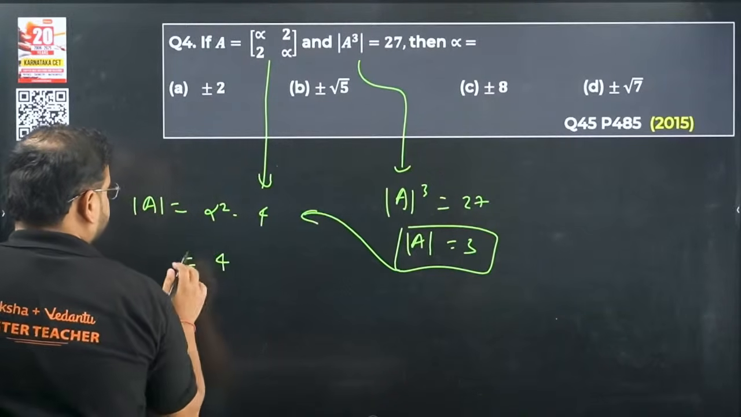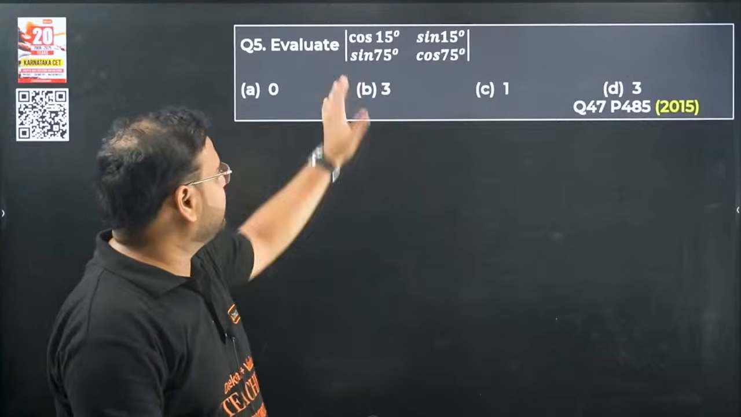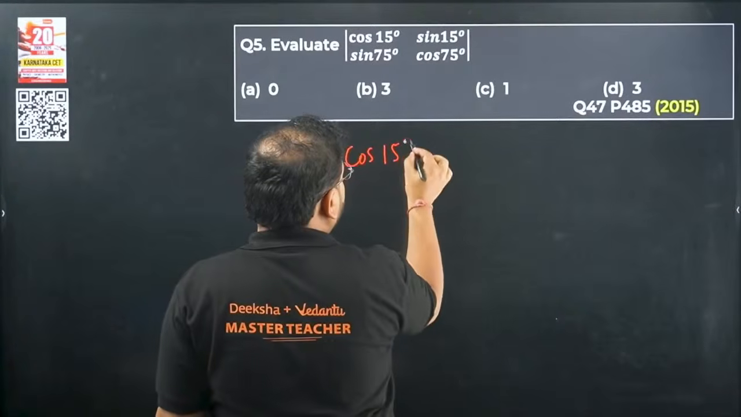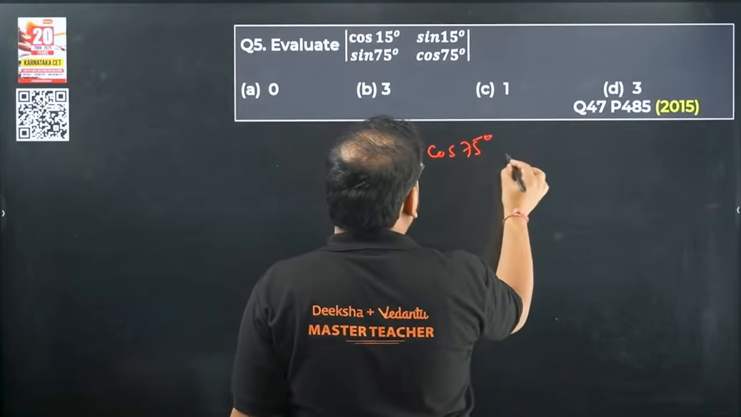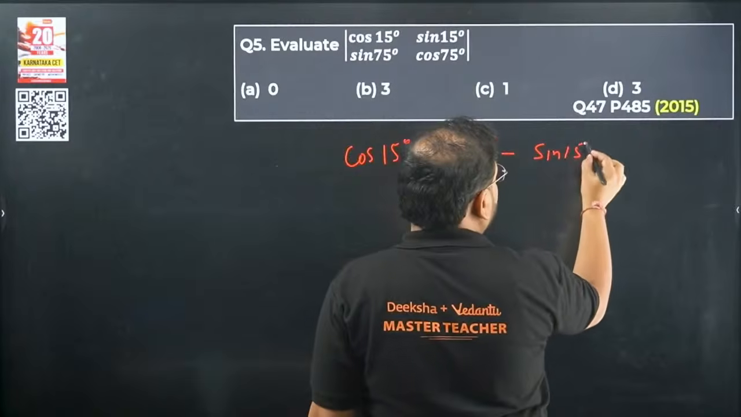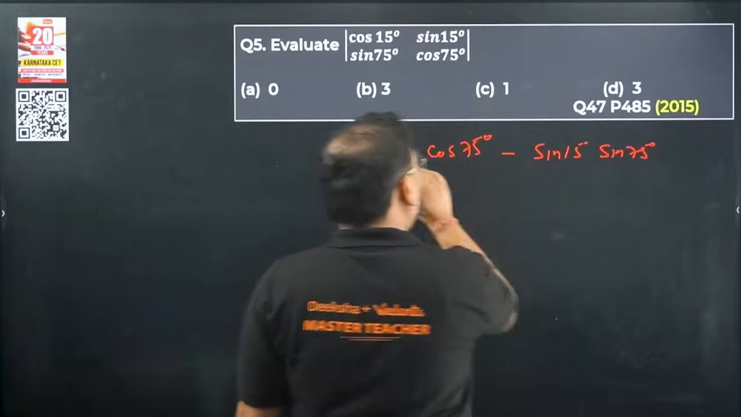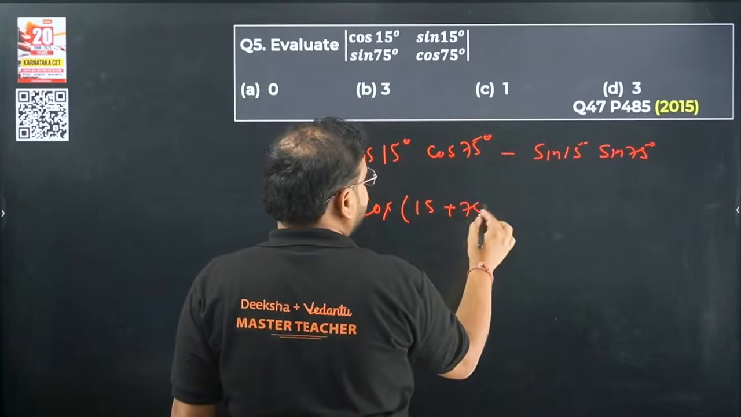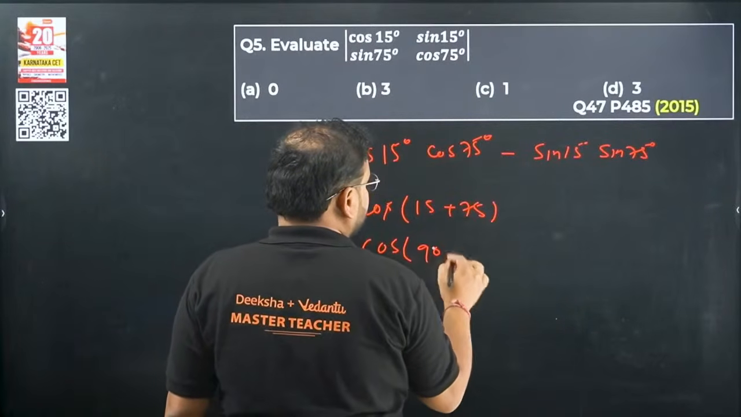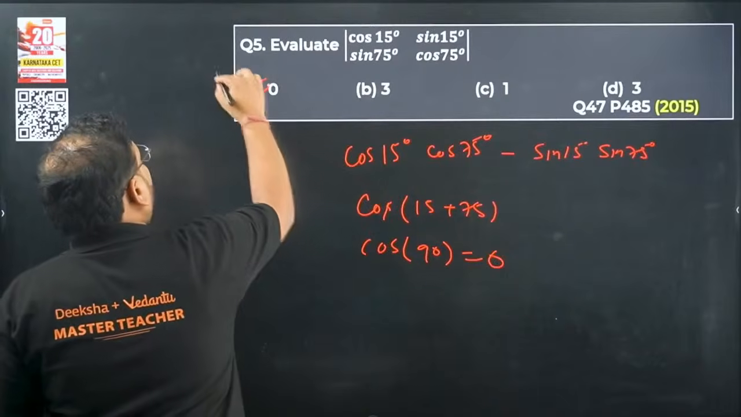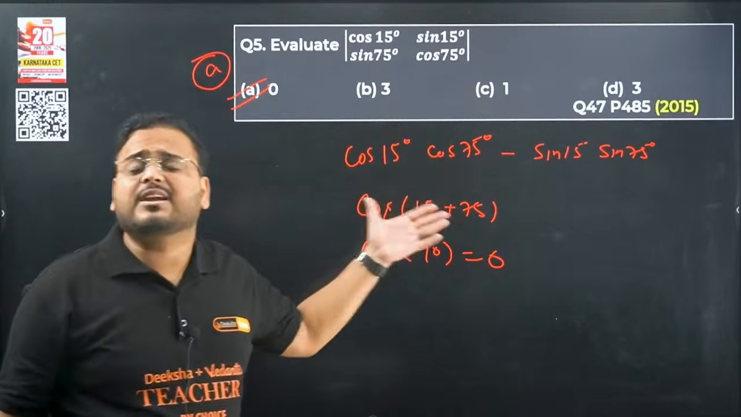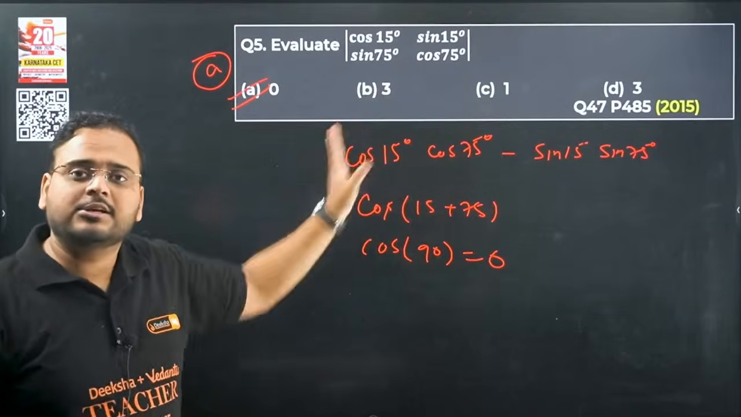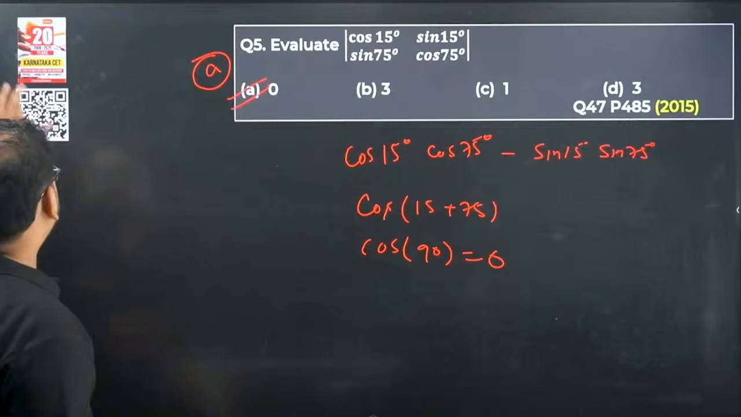Okay, what is the determinant value of this? Multiply cos 15 into cos 75. Cos 15 degrees, cos 75 degrees minus sine 15 degrees and sine 75 degrees. Cos A cos B minus sine A sine B is cos of A plus B. So 15 plus 75, cos of 90, which is 0. Answer is option A. Another 5-second question. Once you write this step, you know in your mind the answer will be cos 90, 0. Okay. Next. Question number 6.